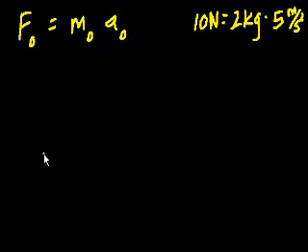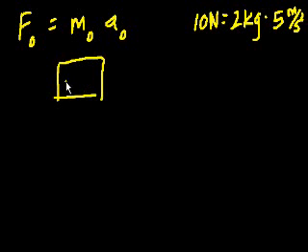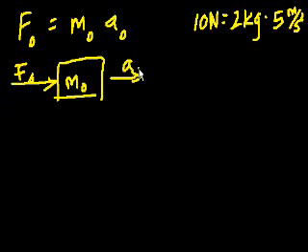And let's say the problem tells us that when I put another mass with this first mass, let me draw this diagram. So here's my mass, m sub 0. When I apply a force of F sub 0 to it, I get an acceleration of a sub 0.